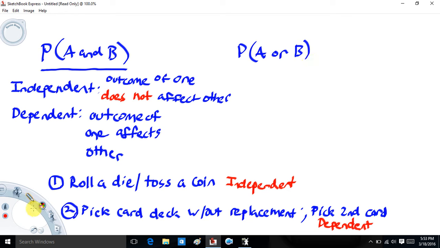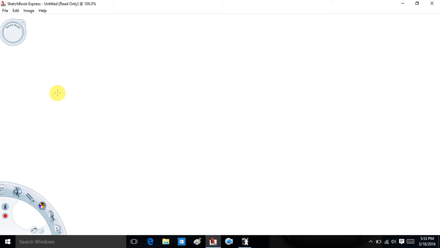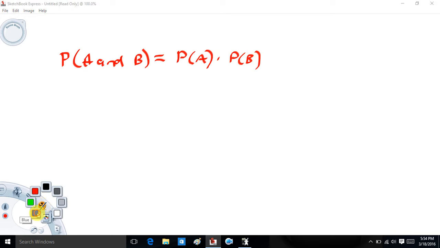So let's quickly run through another rule. So if A and B are independent, the probability of A and B is the probability of A times the probability of B. Again, this is assuming these are independent.